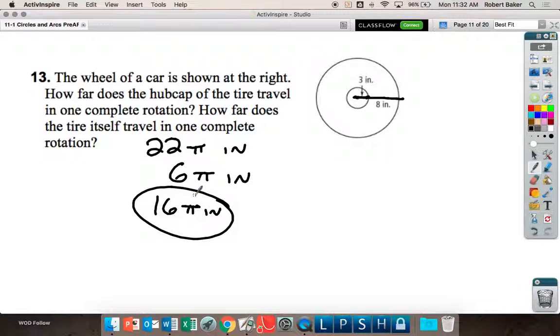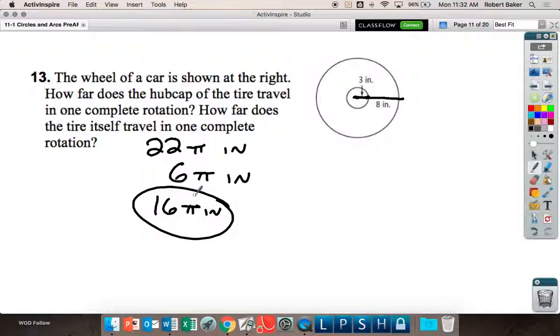So in one full rotation, the tire goes about 66 inches on the ground. For the hubcap, it only goes about 6 inches. I'm sorry, 18 inches. So how can a tire travel 66 inches in one full rotation and a hubcap only travel 18 inches in one rotation? So like your tire's gonna be over here, your hubcap's gonna be way over here.